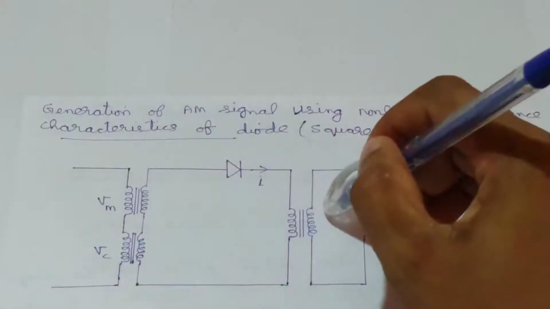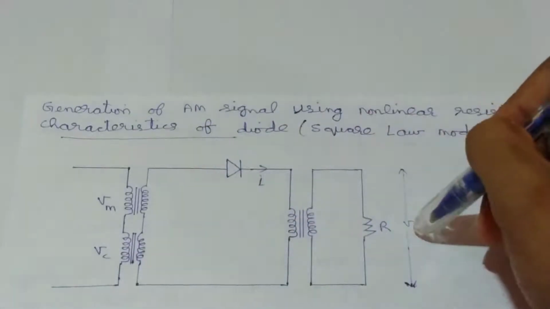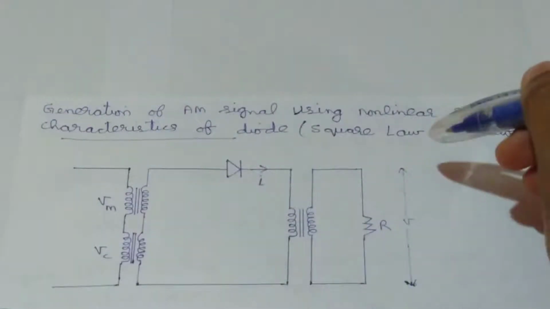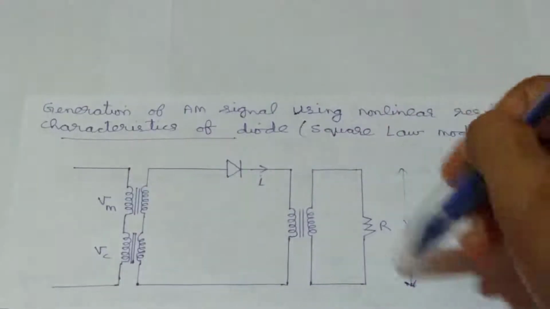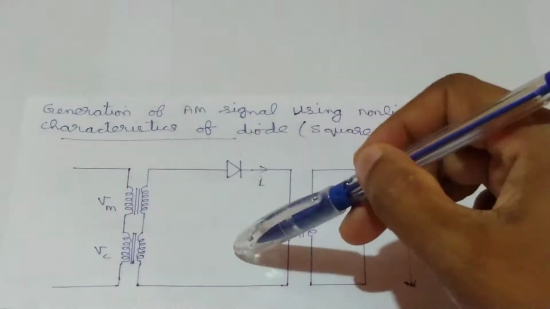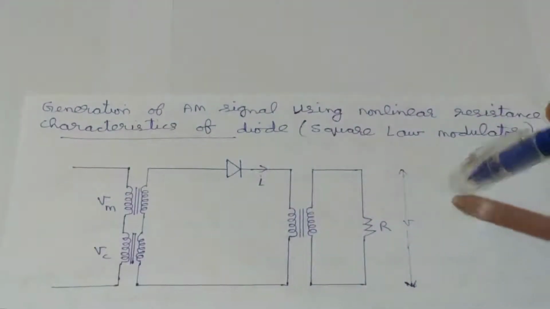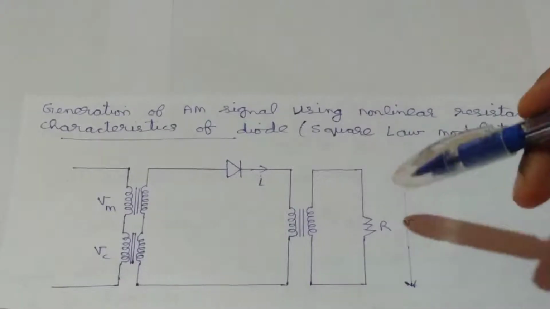Since it is tuned to twice the message bandwidth, at the output we will get frequencies from Fc minus Fm to Fc plus Fm, including the Fc component. So at the output we will get the lower sideband component, carrier component and upper sideband component. Let's now check how we will get the amplitude modulated signal at the output.